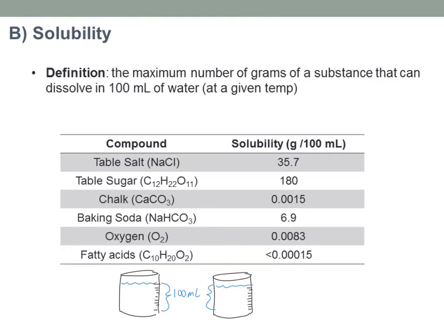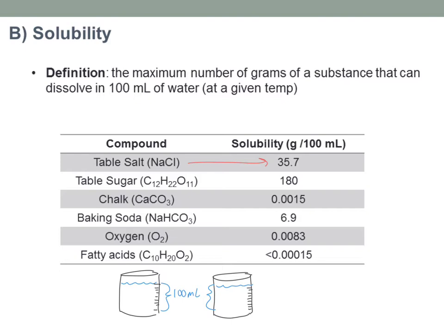Now, when we talk about solutions, something that we need to talk about is this idea of solubility. And solubility is just defined as the maximum number of grams of a substance that can dissolve in 100 milliliters of water. So if you take something that we know is soluble, for example, we know we can dissolve salt in water. Salt water's solubility is 35.7 grams per 100 milliliters. That means you can dissolve just shy of 36 grams if you had 100 milliliters of water. You have more water, you can dissolve more stuff. You have less water, you can dissolve less stuff.